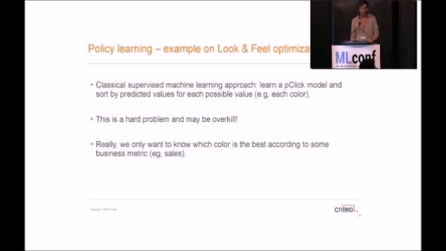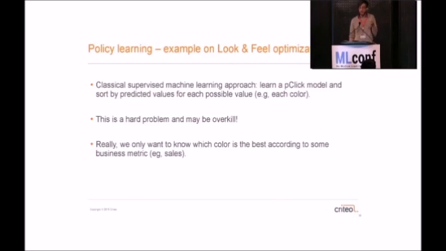And the last thing I want to talk about is policy learning, which is the idea to go away from the classical supervised learning approach. For example, if you think about optimizing colors, what we do now is that you have a few colors like blue, green, and red, and for each color you really try to predict clicks, the exact click probability of this color in this context. And that's really hard actually. When what you want to do is in fact just to find the best color.